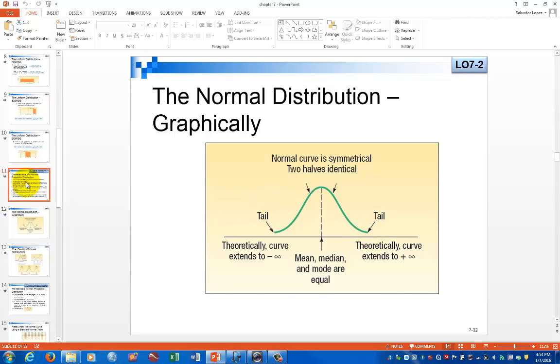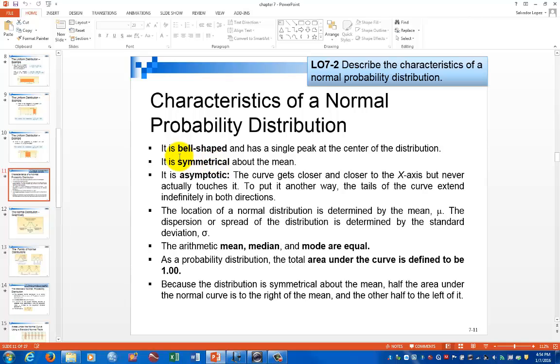Now going back one slide, as I said before, let's review this. Characteristic is bell-shaped and has a single peak at the center. It is symmetrical around the mean. It is asymptotic, in other words, never touches the x-axis. The location of a normal distribution is determined by the mean and the standard deviation. The mean is mu. Remember, that is the letter used for the population. And the standard deviation is sigma, which is also the Greek letter that is assigned for population standard deviation. The mean, the median, and the mode are equal.